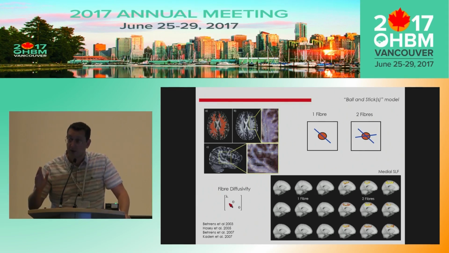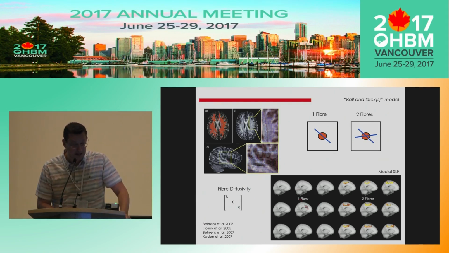So you have now a ball and sticks model, and you can have up to 2 or 3, and it usually is fine. And the benefit is quite obvious. If you look at this picture, you can see you can go from one fiber model, you cannot see the SLF. But as soon as you switch to 2 fiber model, you can actually start to see more components.